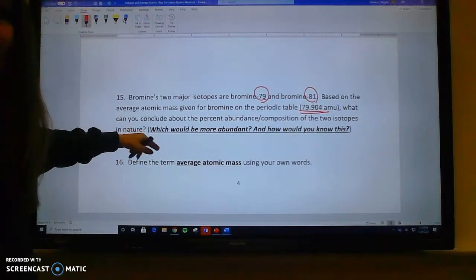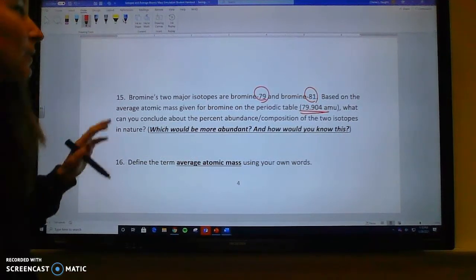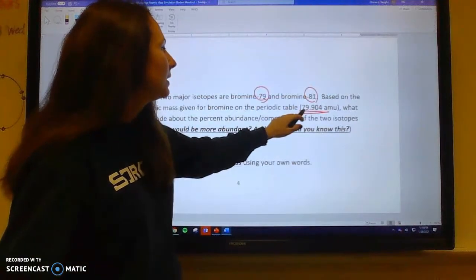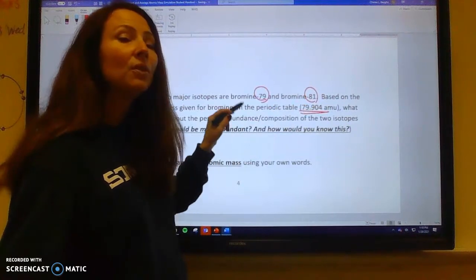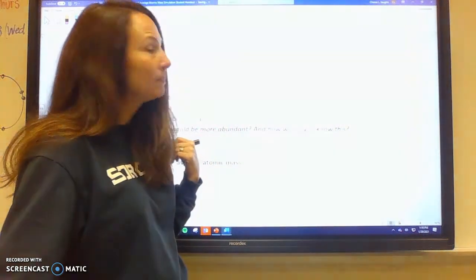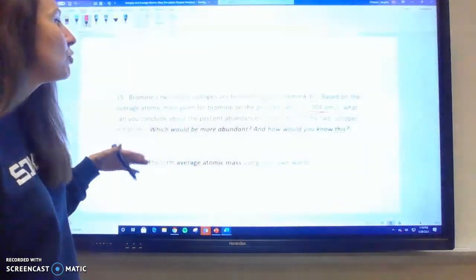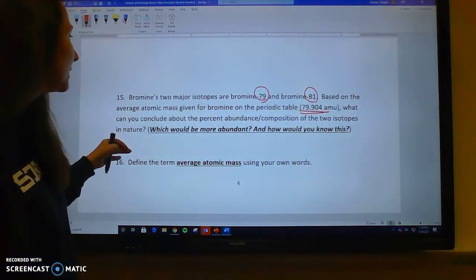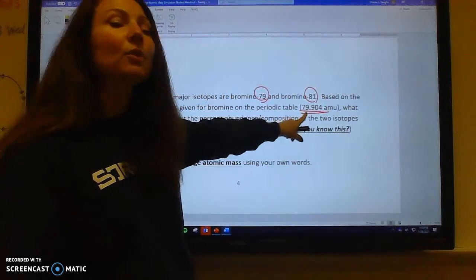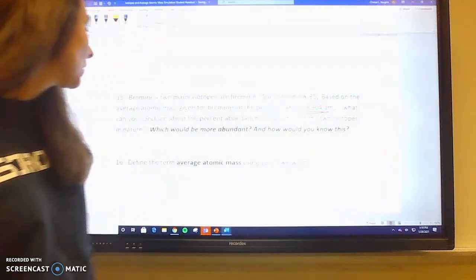Really, technically speaking, it's asking which one's going to be more abundant, and how would you know this? So here's how you would answer the other questions as well as this one. So we're going to look at this. This number, 79.9, is that closer to 79 or 81? It's almost in the middle, but it's not quite in the middle. So which one is it closer to? Bromine 79. So you would say that the one that is more abundant is bromine 79. How do you know that? Because it is closer to this average atomic mass. Okay, and that's it. So I hope that helps.